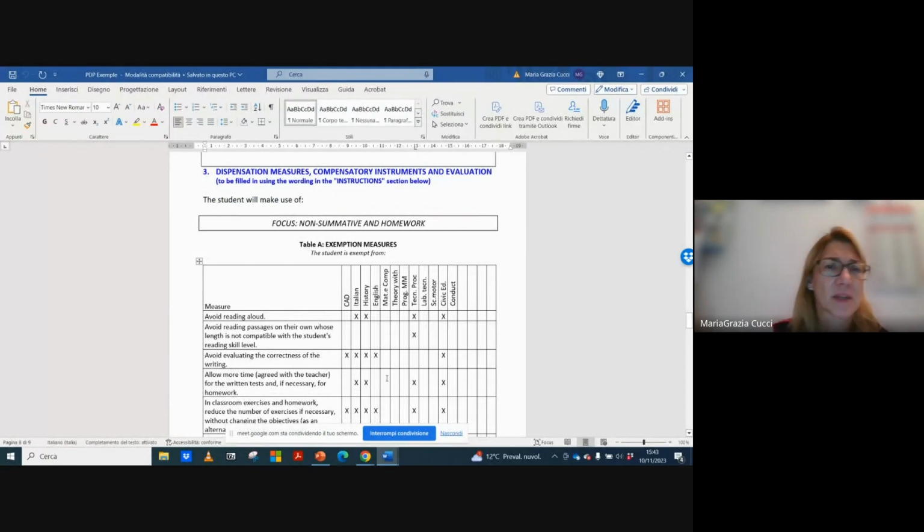Then you find the dispensation measures. You can have different instruments, as we said last time. Something that is a compensation and something that is a dispensation. If it is a dispensation, you remove the situation, while if it is a compensation, you try to find something that can balance, not to be equal, but to be equivalent.